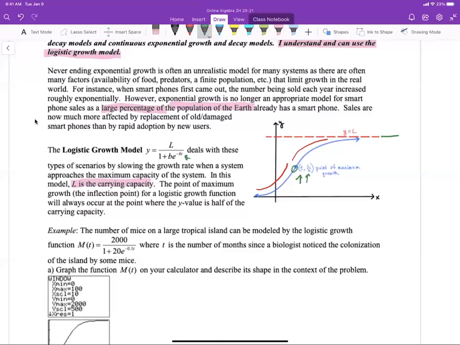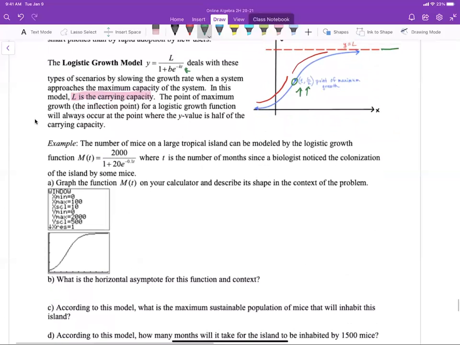Okay, so let's take a look at how we can use this logistic growth model in certain situations. We have the number of mice on a large tropical island that can be modeled by a logistic growth function, given there, where t is the number of months since a biologist noticed the colonization of the island by some mice. So we're going to have a situation where the population of mice will grow exponentially, but eventually it's going to slow down because maybe there's not enough food source for the mice to continue to grow at that rate. Okay, so let's learn how to actually graph this function on our calculator.